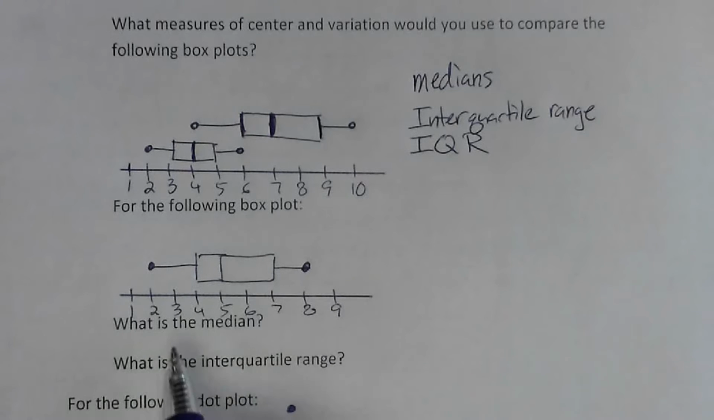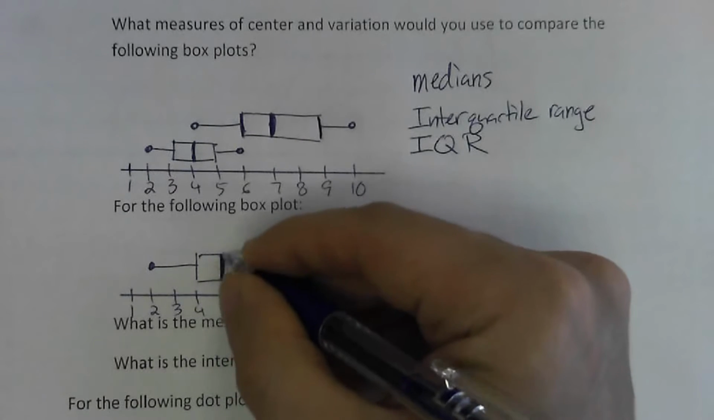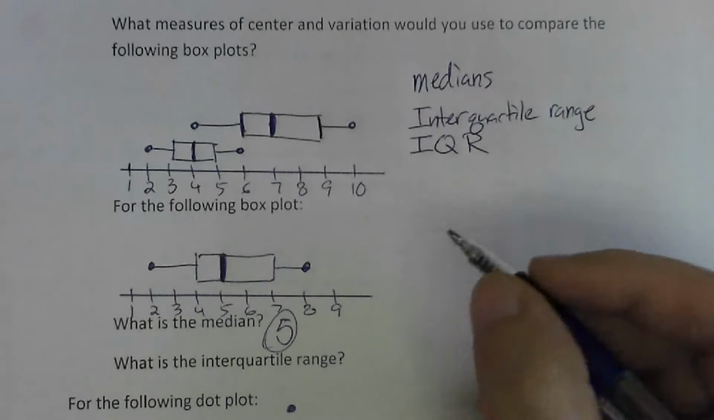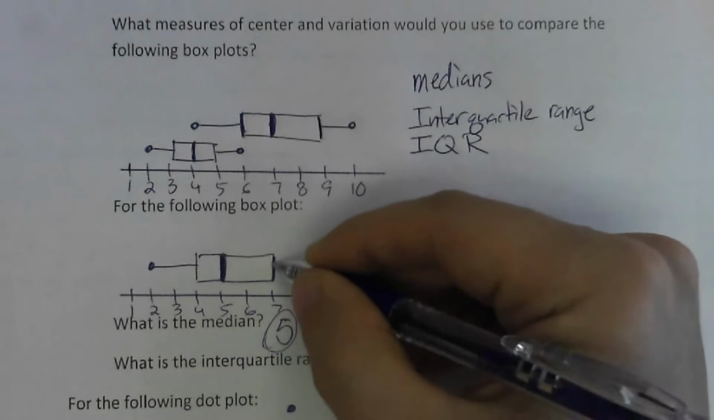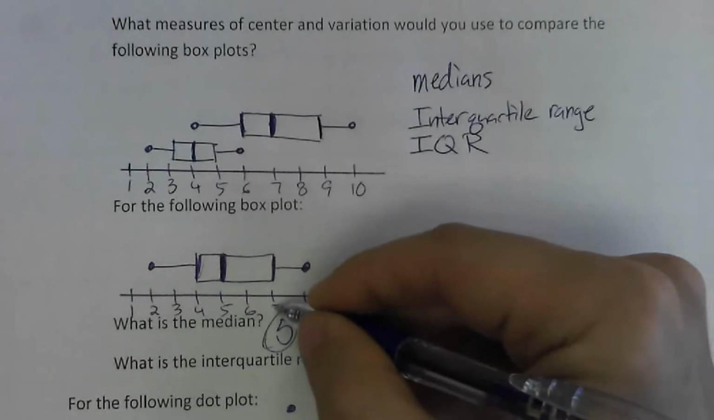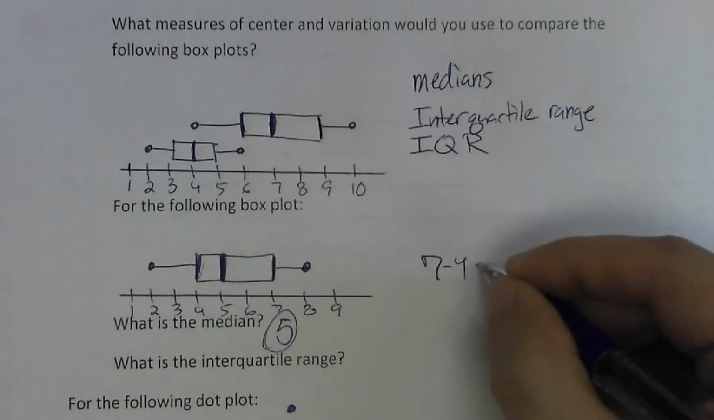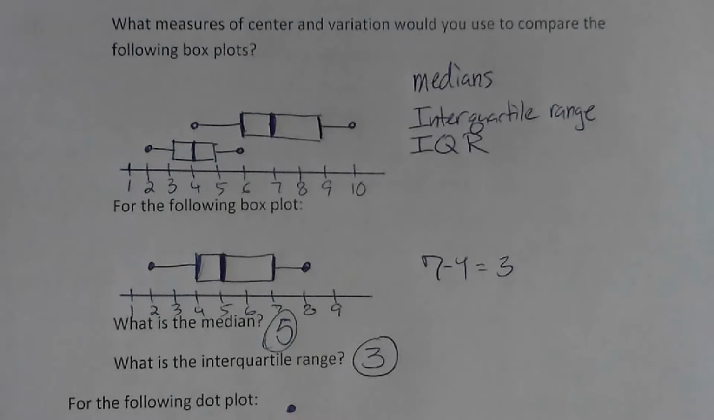Now, for this one right here, it says, what is the median? Well, the median is the center line in the box, so in this case, the median is 5. Nice and easy. What's the interquartile range? We just went over how to do this. This end minus this end. So this is 7 minus this, which is 4, and that gives us 3. So the interquartile range here is 3.